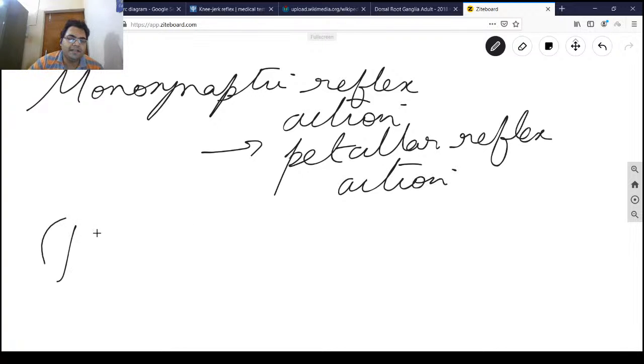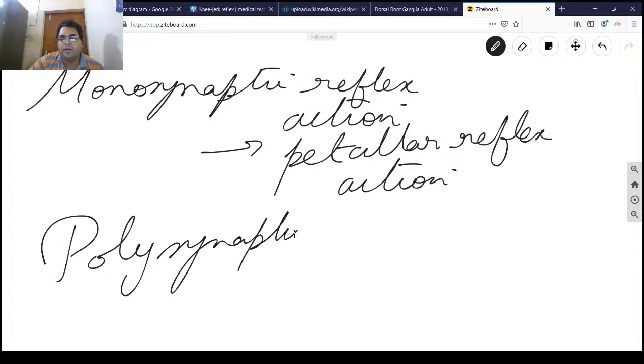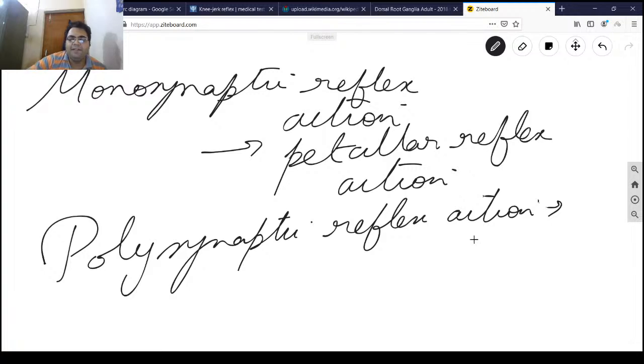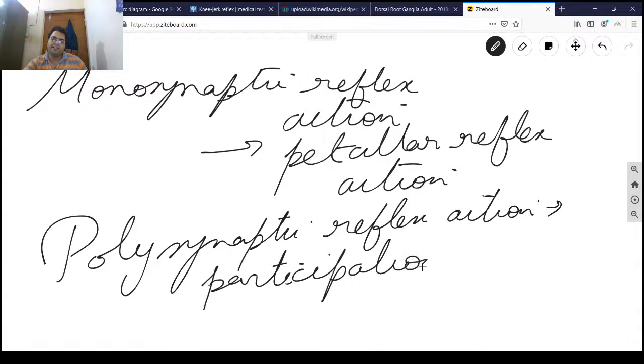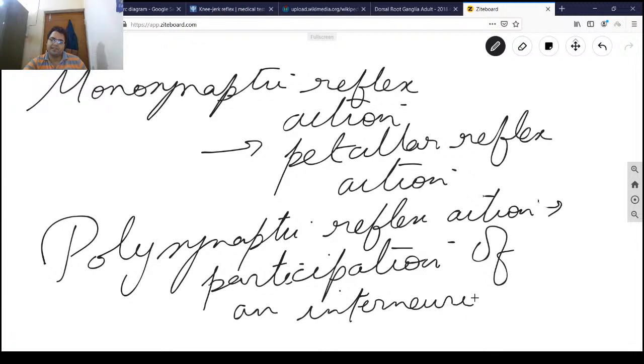It is different. You can have polysynaptic also. The polysynaptic reflex action will have the participation of an interneuron. So in a competitive exam, just write participation of an interneuron. That's all. Now, this is the monosynaptic one.